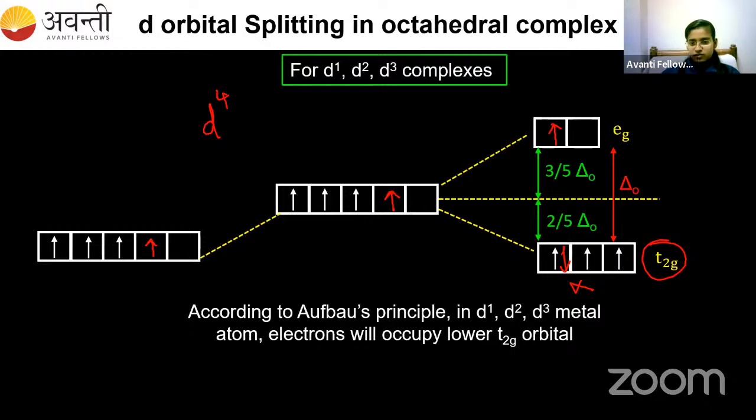Very good, Nagashri. Priyanka is saying it will go to T2G. Pallavi is also saying the same. Nagashri is saying if it is a weak field ligand, it will not pair. So you mean it will go to EG, Nagashri? If a weak field ligand is present, the electron will go to EG. Is that what you mean? Yes? Okay, good, that's great. Priyanka and Pallavi, it will go to T2G, but when the strong field ligand is present, I will show you the picture.